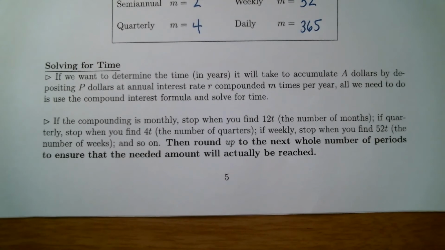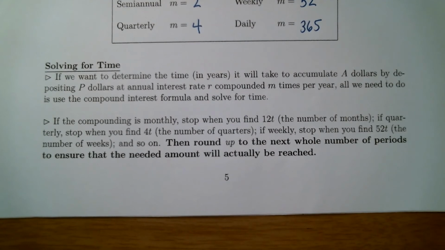When we are going to solve these for time, because time is in the exponent, we're not going to go all the way through and solve for t. We're actually going to stop and find M times t. So if the compounding is monthly, we are going to stop when we find 12t, the number of months. Or if it's quarterly, we're going to stop when we find 4t, which would be referring to the number of quarters. If it's weekly, we're going to stop when we find 52t. So you're actually solving for 52t, not t. And that would represent the number of weeks, and so on.